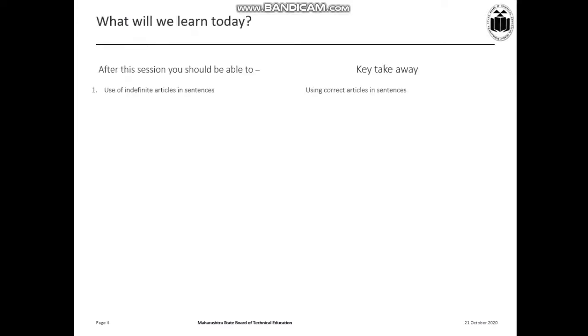So after this session, you will be able to use indefinite articles in sentences. The key takeaway of this session is how to use correct articles in sentences.